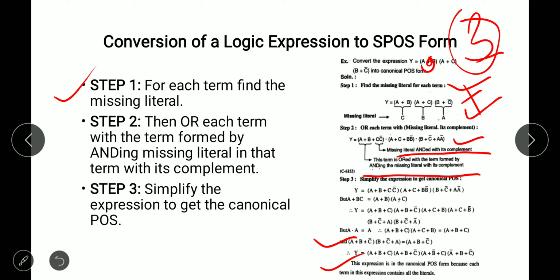This expression is in the canonical POS form because each term contains all the variables, all the literals. This is nothing but the conversion of SOP and standard SOP form and standard POS form.